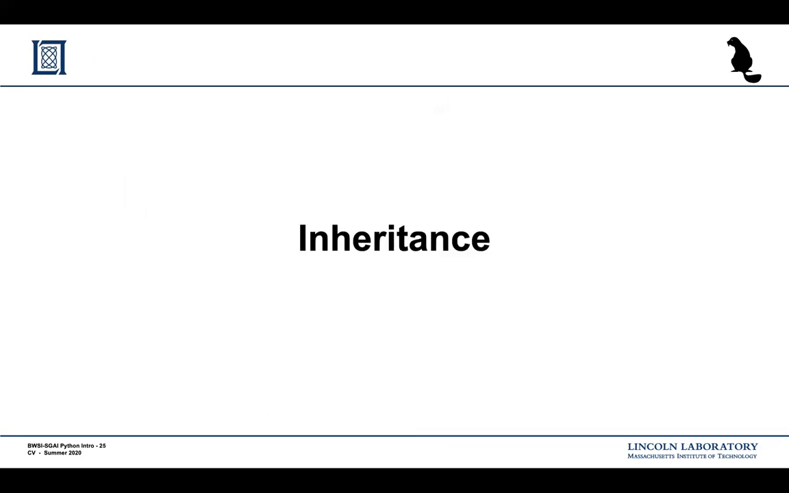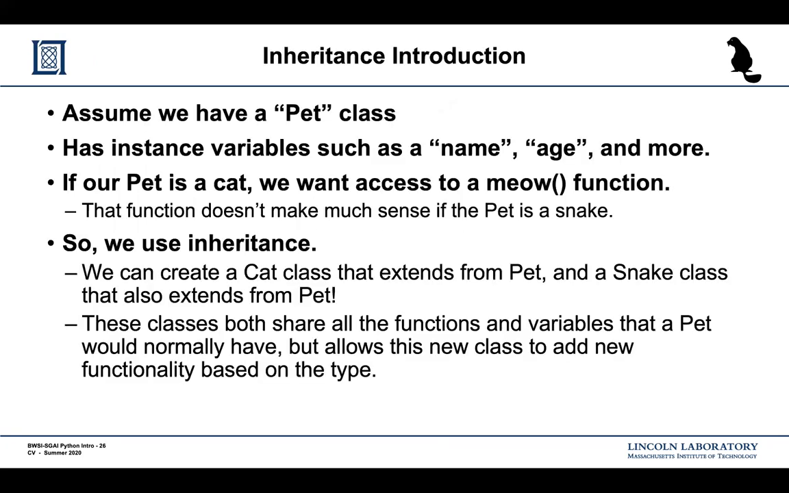All right, so let's talk about inheritance. Inheritance is interesting. Assume we have a Pet class. It has instance variables such as a name, an age, and more. If our pet is a cat, we want access to a meow function, for example. That function doesn't make much sense if the pet is a snake, because snakes don't meow.